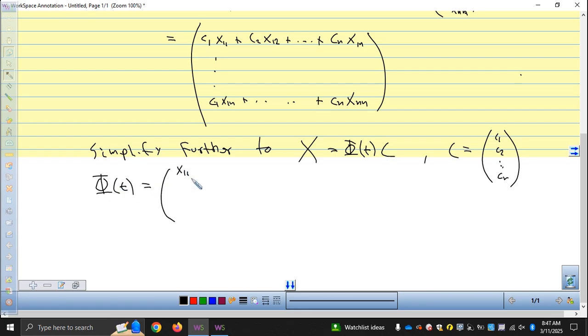So that's x11, x12, x1n, xn1 over to xnn. If we multiply this matrix by this column matrix, we get this thing, which we can then separate into this. So all of these are equivalent ways of writing this solution. The point of this was to get to this matrix Phi of t. Phi of t is called the fundamental matrix of the system.